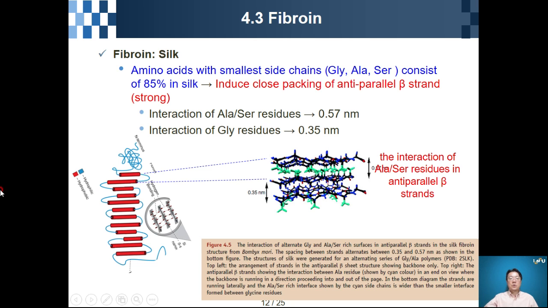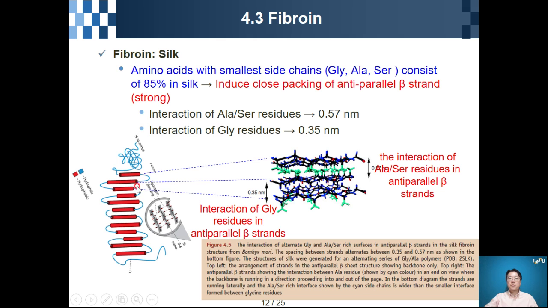Okay, so between one strand and the other strands, there is the interaction of the alanine or serine residue in antiparallel beta strands. Next to this strand, there is only glycine residue between these antiparallel beta strands. It means that the interaction of alanine and serine residue in this region has a packing distance of about 0.57 nanometer.